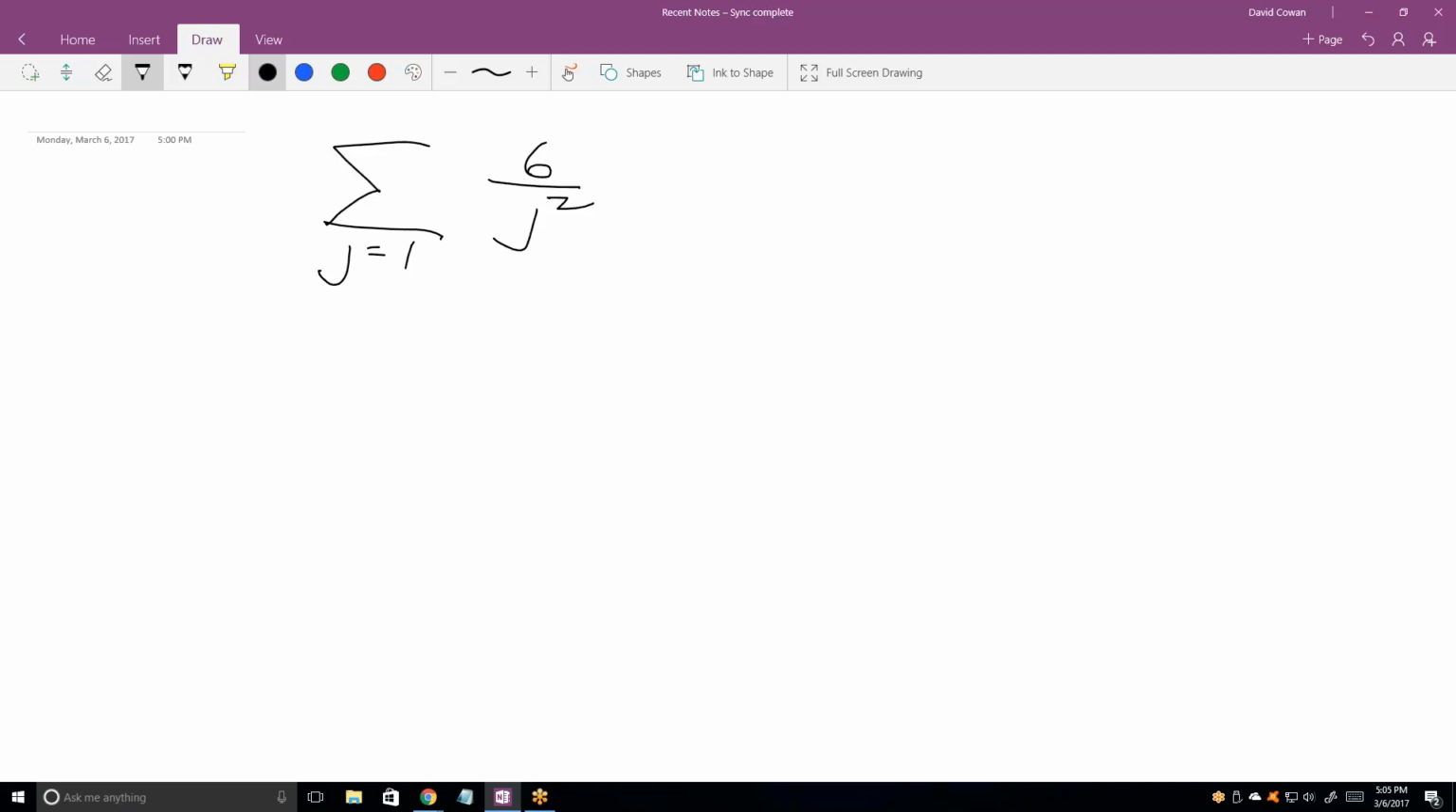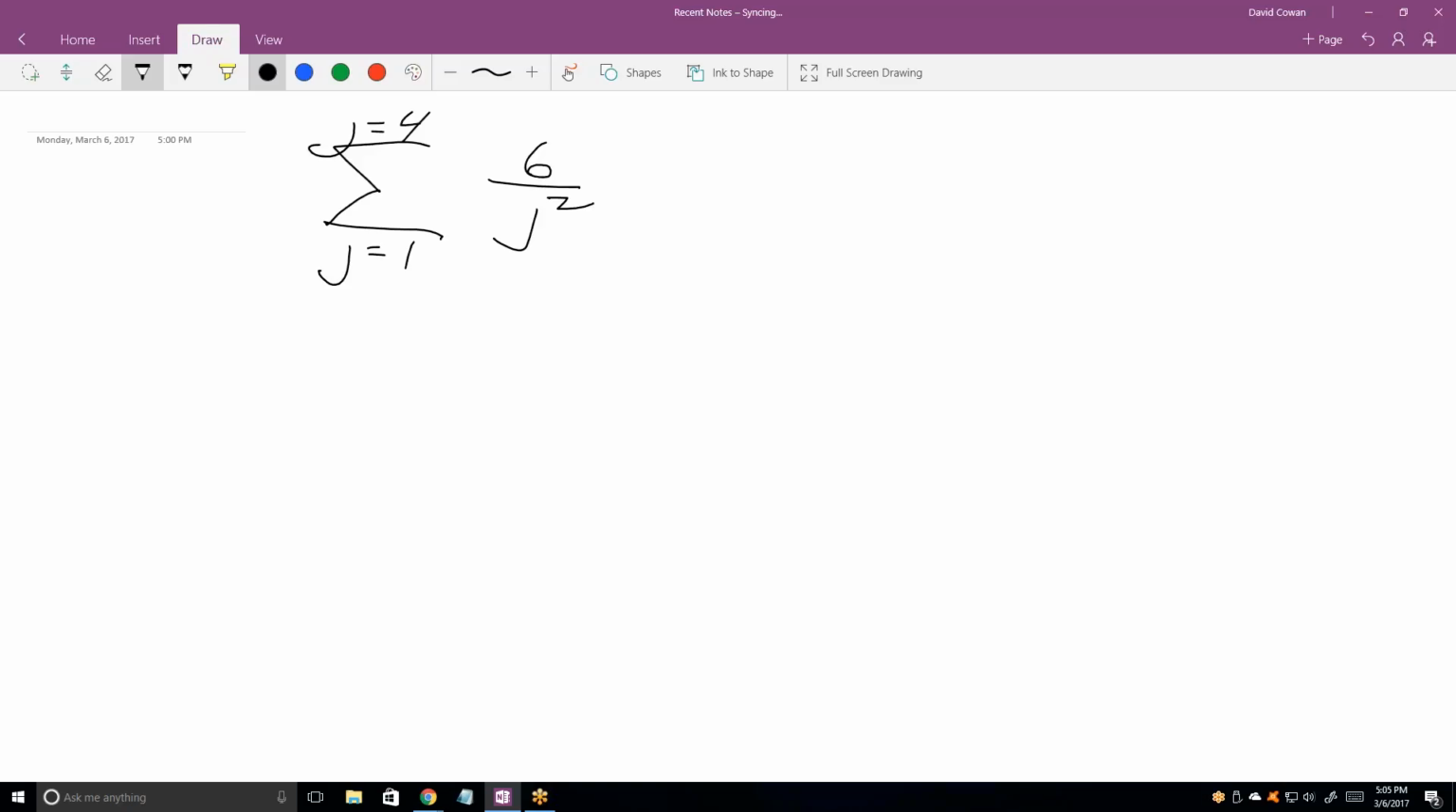What's the top of sigma? J equals 1 to what? The very top is 4. Okay. So that's the way you describe that. We're going to take the sigma of 6 over J squared, where J is going to go from 1 to 4. And what do they want to know? Find the sum.